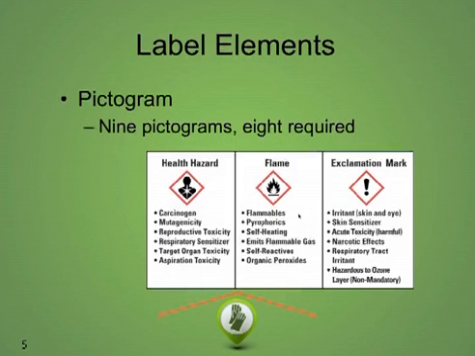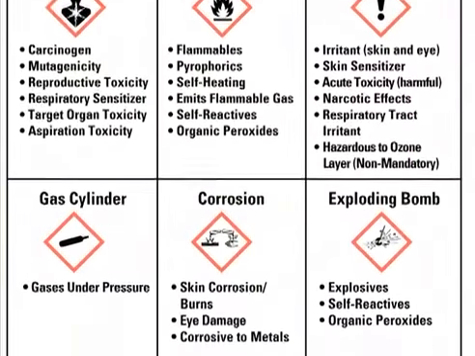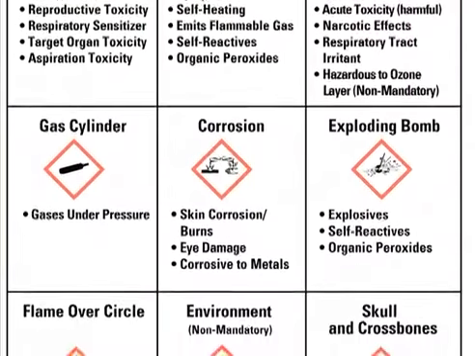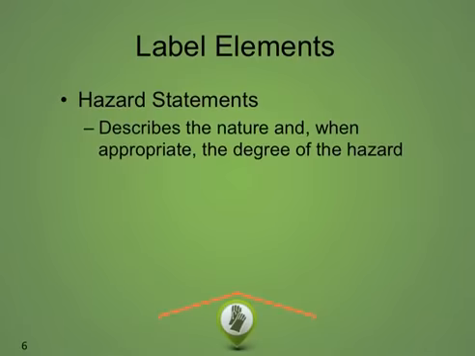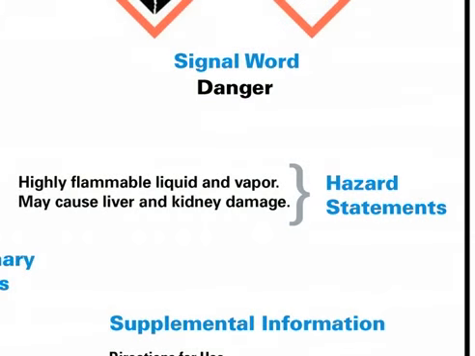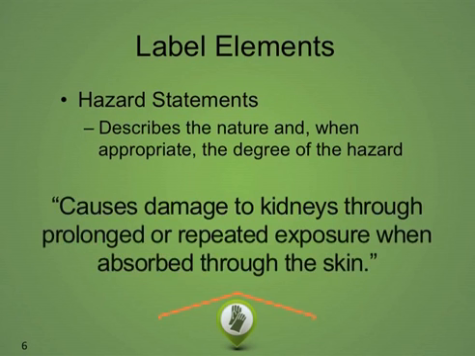Pictograms will also be found on the labels. 9 pictograms are possible, but at least 8 are required. For products with multiple hazards, all applicable pictograms will be used. Hazard statements are the 4th required label element. These statements describe the nature and, when appropriate, the degree of the hazard. For example, a hazard statement might be, causes damage to kidneys through prolonged or repeated exposure when absorbed through the skin. If similar precautionary statements are needed, only the one providing the most protection will be included on the label.